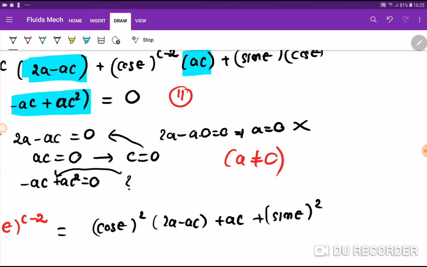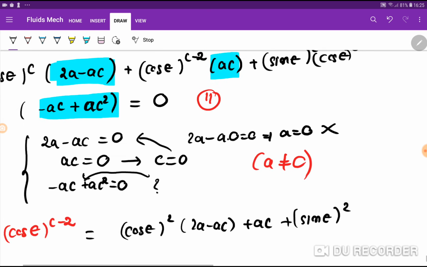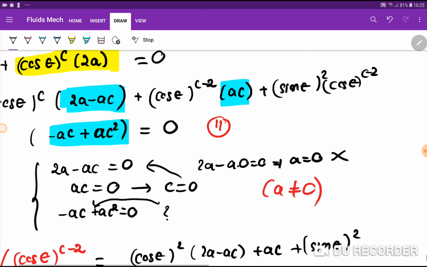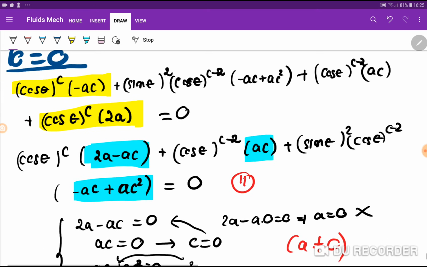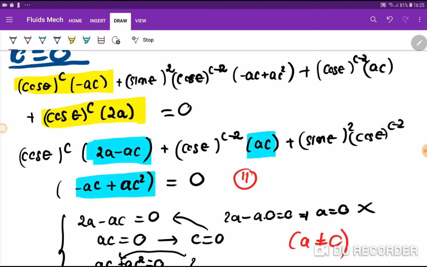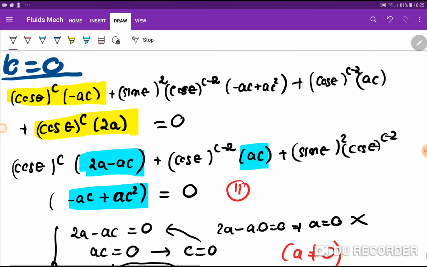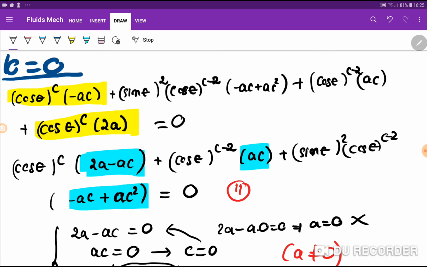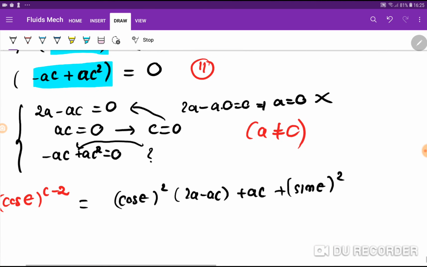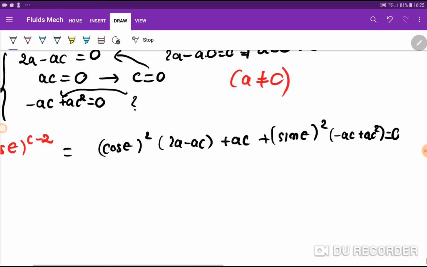Well, God. This sucks, honestly. Let me see. What did I do? Oh, okay. Yeah. Negative AC plus AC squared equals 0, right? Okay. Actually, we have an interesting result here.